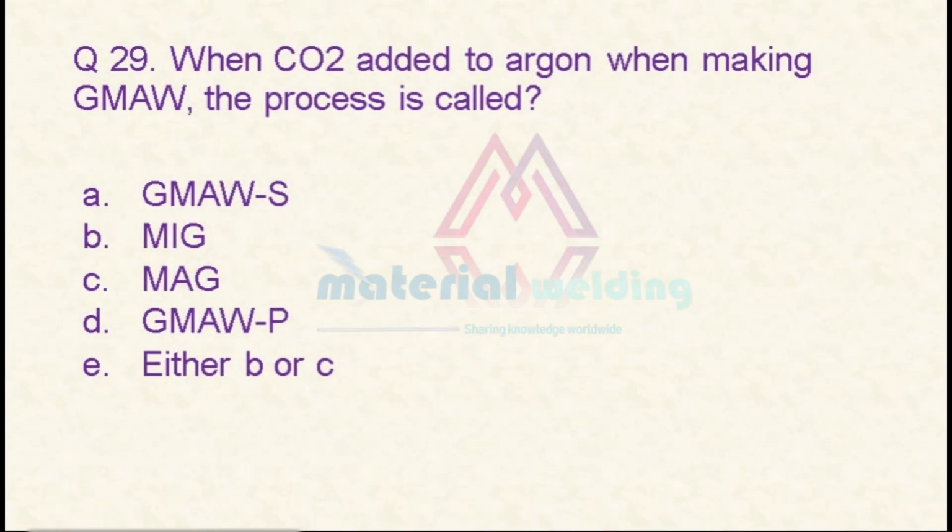Question 29. When CO2 is added to argon when doing GMAW, the process is called A. GMAW-S. B. MIG. C. MAG. D. GMAW-P. E. Either B or C.